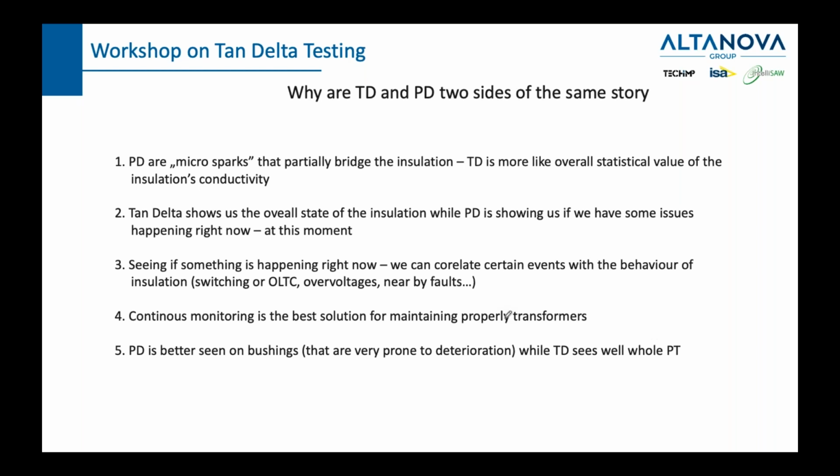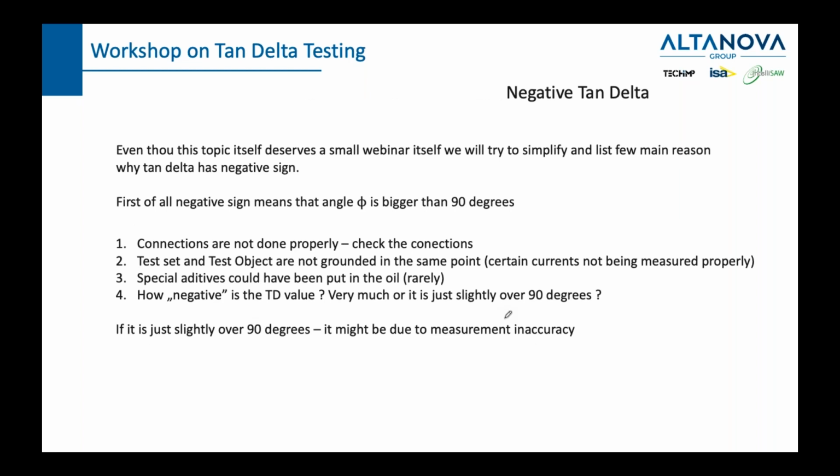So these would be the differences between PD and TD. And now the question on everybody's mind: negative tan delta. There are different reasons why you have negative tan delta. It's not only one reason. Negative tan delta can happen if you did not connect correctly. It can also happen if the grounding point of the device under test and your test set are different. It can also happen, and I still don't have a quote for this, if you have some special additives inside. I read this once and cannot find where, so for now take it with reserve. And the first question would be: how negative?